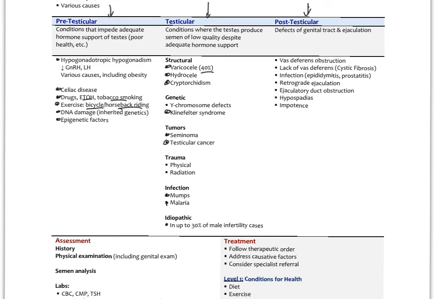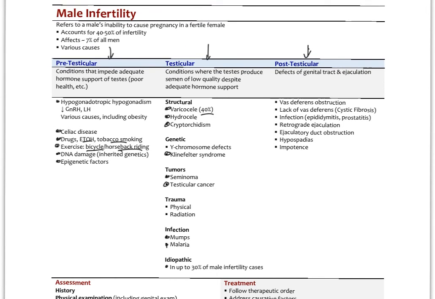And then finally, post-testicular would be defects of the genital tract in ejaculation. And that would be like vas deferens obstruction, or in cystic fibrosis, there's actually a lack of vas deferens. Infections, epididymitis or prostatitis, retrograde ejaculation into the bladder, ejaculatory duct dysfunction, hypospadias, impotence, all of these would result in poor semen output through the ejaculatory duct system. So those are post-testicular causes of male infertility.